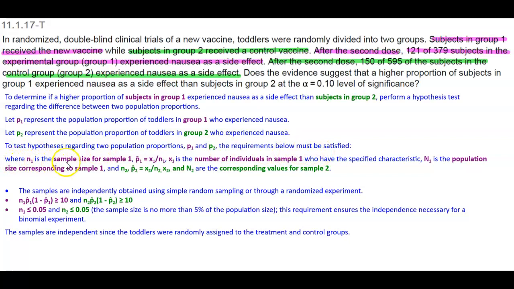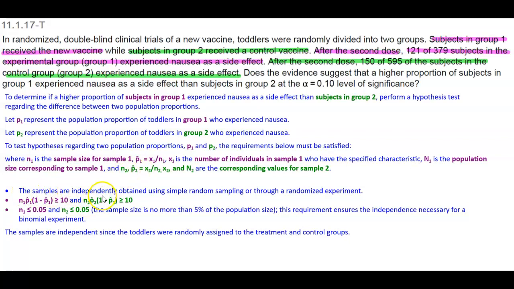Where N1 is equal to the sample size for sample 1, P hat subscript 1 is equal to X1 divided by N1, where X subscript 1 is the number of individuals in sample 1 who have the specified characteristic, capital N subscript 1 is the population size corresponding to sample 1, and N subscript 2, P hat subscript 2, which is equal to X subscript 2 divided by N subscript 2, X subscript 2 and capital N subscript 2 are the corresponding values for sample 2. Okay, the following requirements must be met.